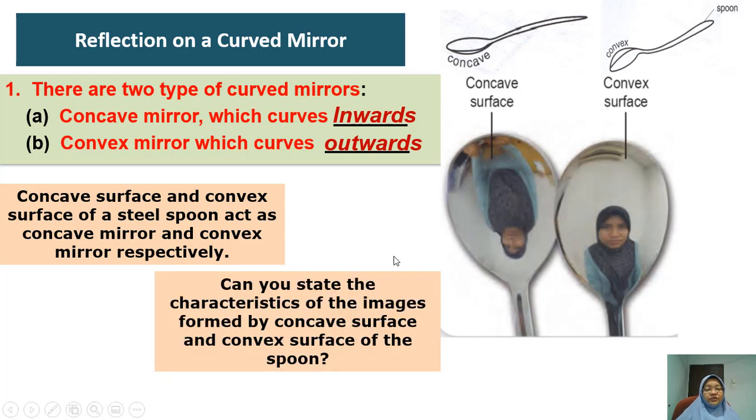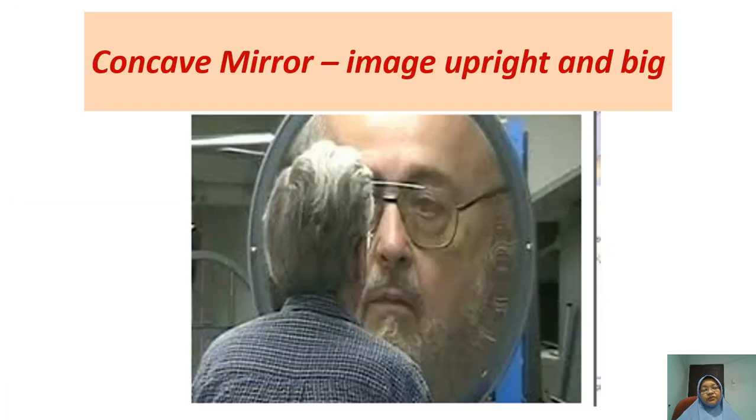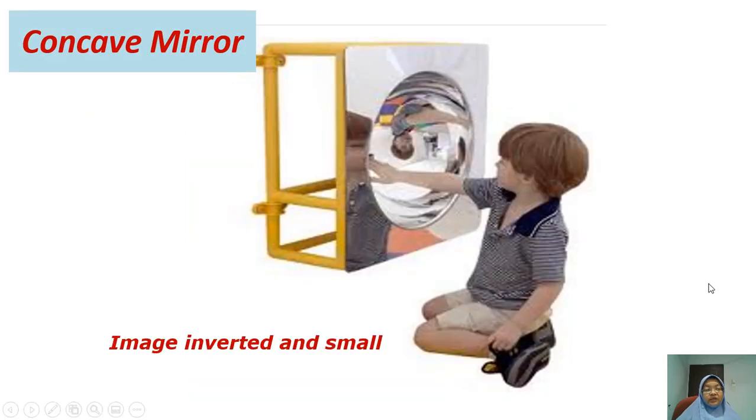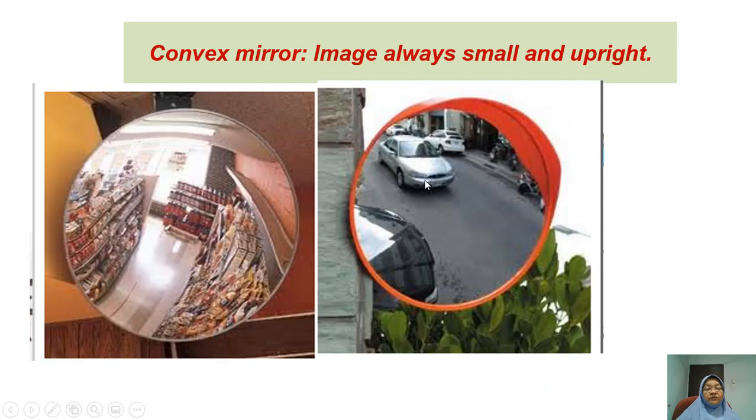Can you state the characteristics of the image formed by the concave surface and convex surface of the spoon? We are going to study these characteristics. This is an example of the image seen from the concave mirror. The image is upright and big. At this position, you see that the image is inverted and quite small, or diminished. So the image is inverted and small. This is a convex mirror. The image is always small and upright.